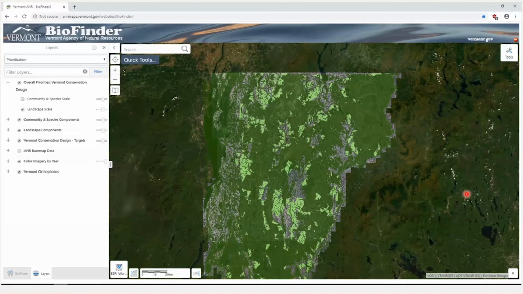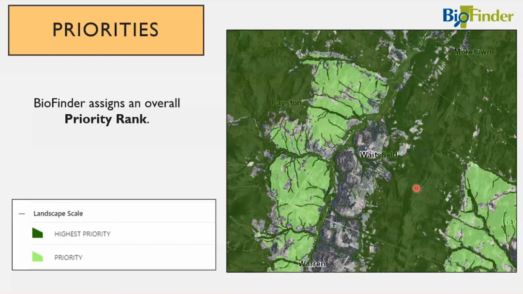Okay, so then when we put this all together in BioFinder, again, this is that highest priority map. And so everything that you see in dark green is a priority for one reason or another. So I'll just zoom into Waitsfield, and you can see that that Camel's Hump block that I've been pointing to shows up as dark green because it's both an interior forest highest priority and a connectivity highest priority. You'll see that Northfield Range block shows up as highest priority because of the connectivity function. And then you'll also see this whole surface water and riparian area network showing up as highest priority.